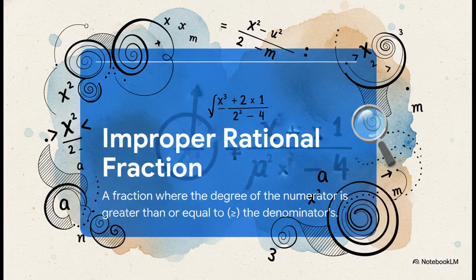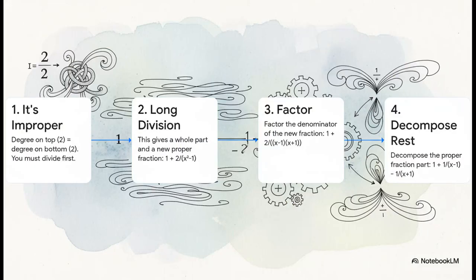So what does improper mean here? It's simple. A fraction is improper if the highest power of x on the top is bigger than or even equal to the highest power on the bottom. If you see that, you have to hit the brakes. You cannot just jump into decomposition. Check out this example. The degree on top is 2, and on the bottom it's also 2. Since they're equal, it's improper. Your first move has to be polynomial long division. When we do that, we get a whole number part, in this case 1, and a new proper fraction that's left over. Now you can take that remainder fraction and decompose it using the methods we just learned.